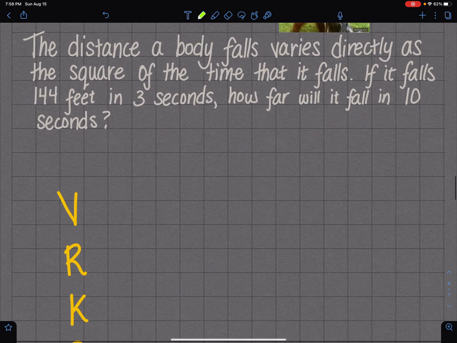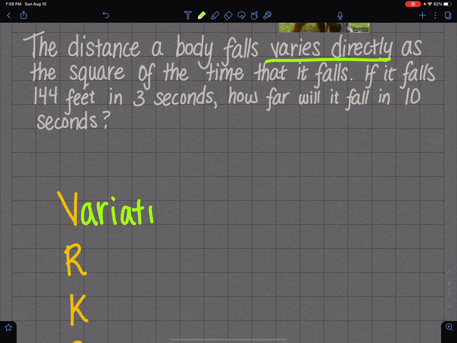It says, the distance a body falls, and I don't think they really mean a body. I think they mean like a bowling ball or whatever, anything that you can make fall. The distance a body falls varies directly. Aha, some key words right here. So I'm going to do what works. I know that this is a variation problem. So I'm going to go check on that. Yep, we did that. It varies directly as the square of the time that it falls. Now, is this equality going to have a fraction in it? No, because it varies directly.